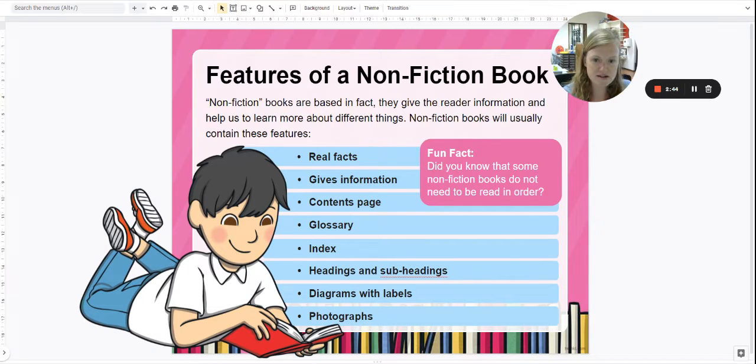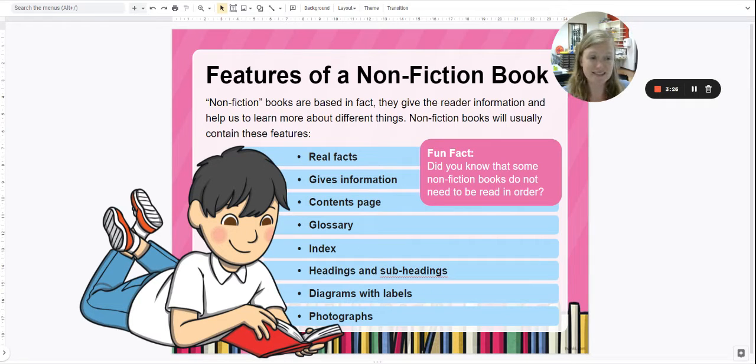All right, let's look at non-fiction books. So these are based in fact, and they give you information, and they're there to teach you or help you learn about different things. And they usually contain these features. They have real facts. They give you information. They will often have a contents page to direct you where in the book you want to go if you want to learn something specific. They'll often have a glossary, and a glossary is at the back usually, and is the list of the terms that are used in that book and the explanation. It's like a little mini dictionary. They'll have an index, they'll have headings and subheadings, diagrams with labels, and maybe even photographs.